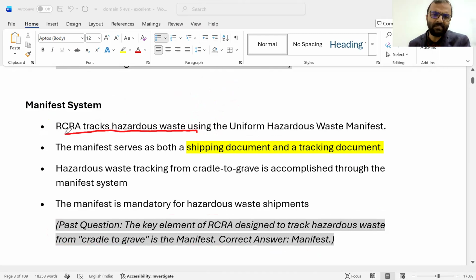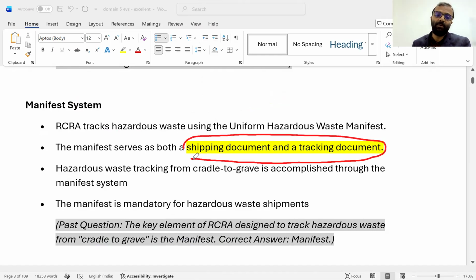So the manifest system: RCRA tracks hazardous waste using the Uniform Hazardous Waste Manifest. So under RCRA, the coming concept is the manifest system, which tracks hazardous waste using the Uniform Hazardous Waste Manifest. The manifest serves both as a shipping document and a tracking document. Okay, this is very important. So what is the manifest system under RCRA? It is a shipping document.